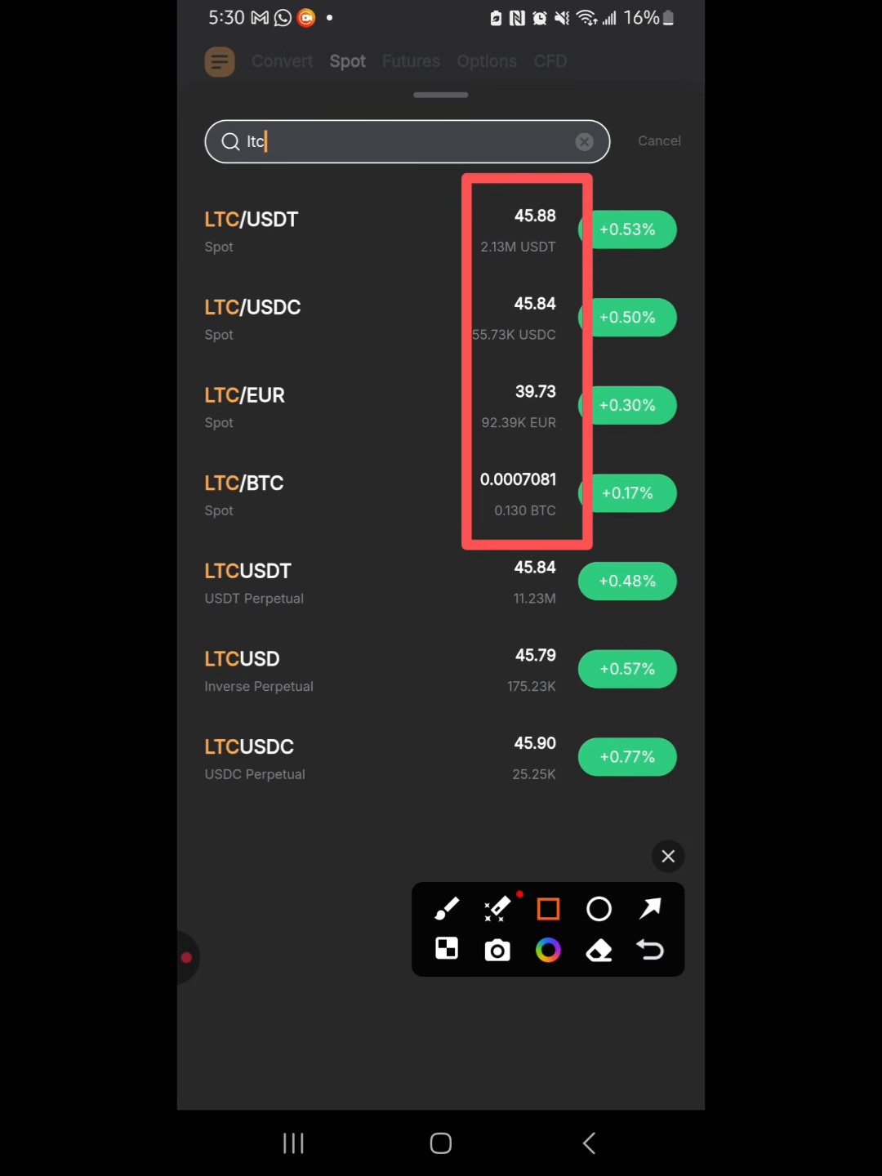And as you can see closely, the prices are not definitely the same. We have 48.88 here, we have 45.88, we have 45.84, we have 39.73. We also have this value in BTC. So you're going to now check and make that compare and contrast.